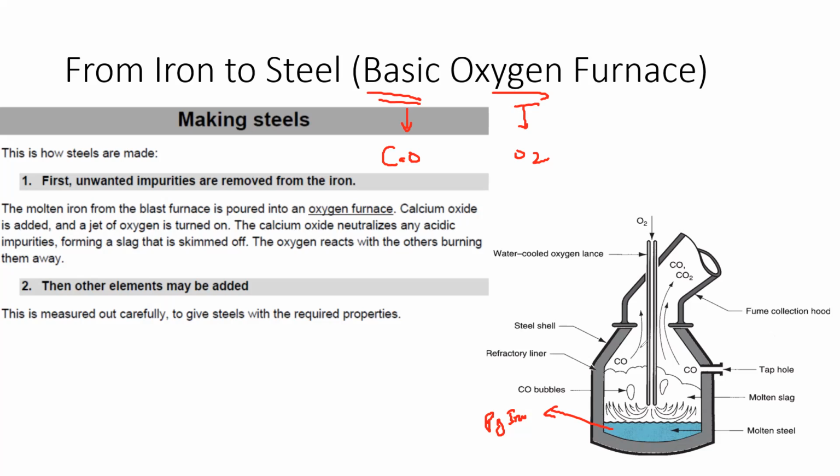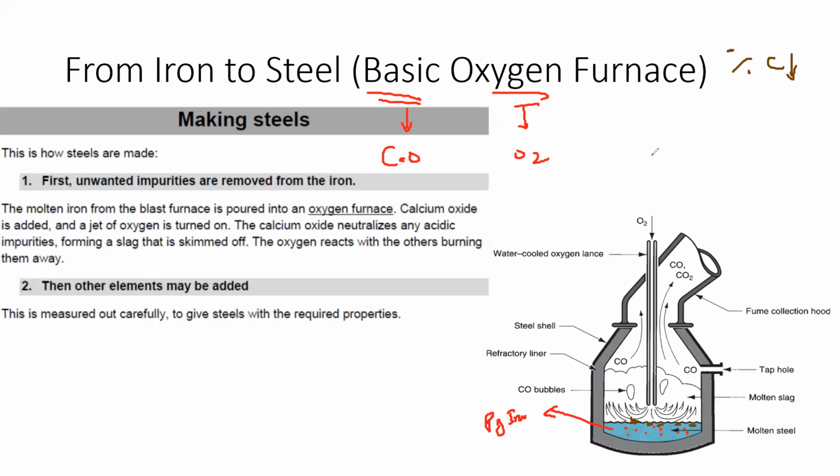So what does the pig iron contain? The pig iron contains impurities such as carbon. For example, these red dots are representing carbon. And it also contains some sand, which is silicon oxide. Using a basic oxygen furnace, we can decrease the percentage of the carbon. If we want to increase it, we can just directly add carbon, but if we want to decrease it, we use a basic oxygen furnace.